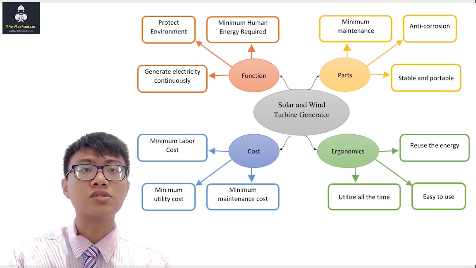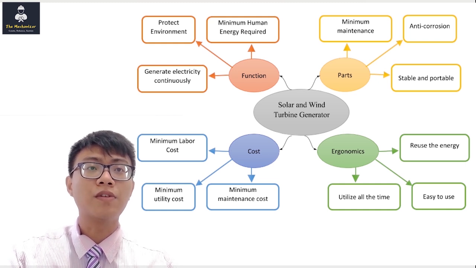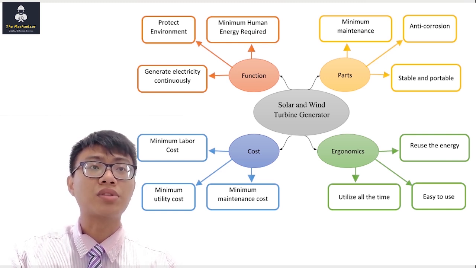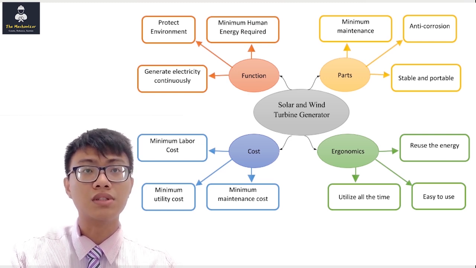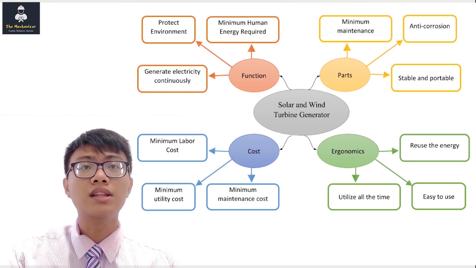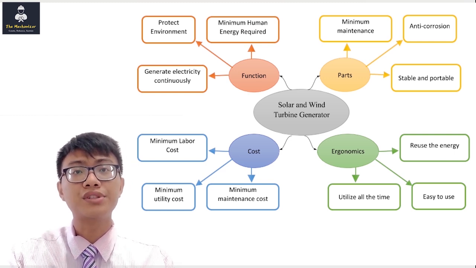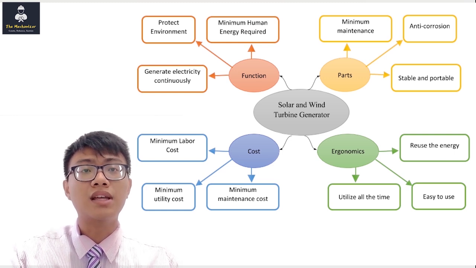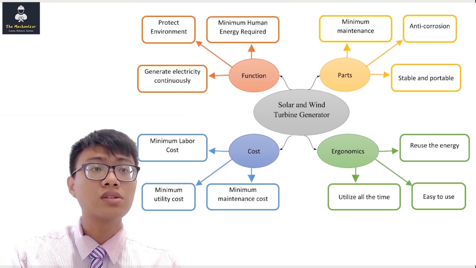For brainstorming of the solar and wind turbine generator, it includes 4 parts, which are the function, parts, cost, and the economics. The function part contains protecting the environment, minimum human energy required, and generating electricity continuously, while the parts contain minimum maintenance, anti-corrosion, stable and protectable, while the economics contain reusing the energy, outlasting time, and easy to use. For the cost, minimum labor cost, minimum utility cost, and minimum maintenance cost.